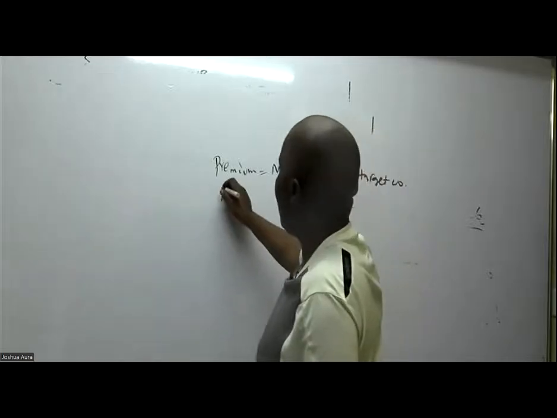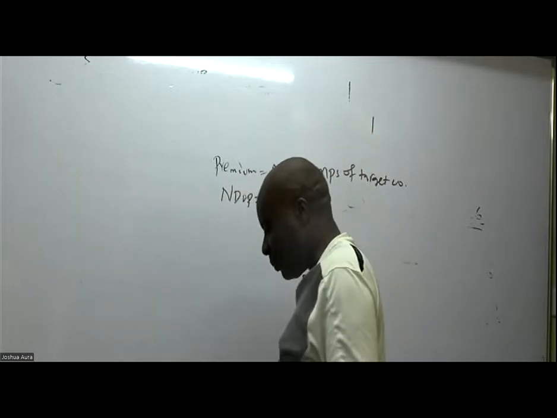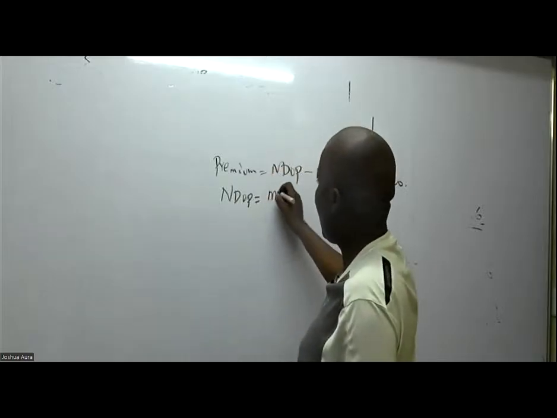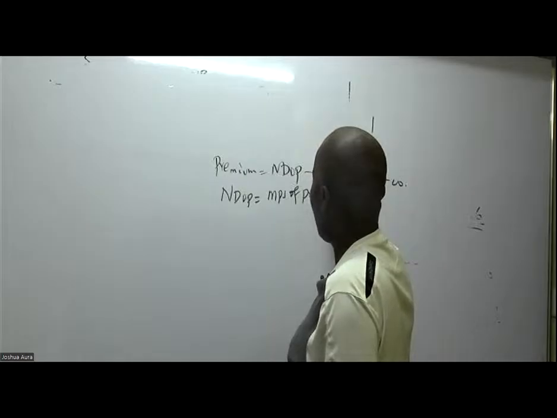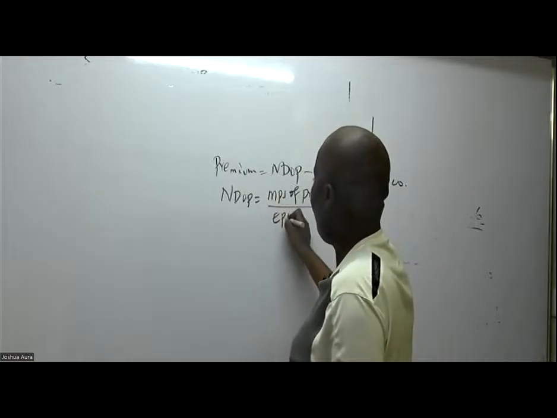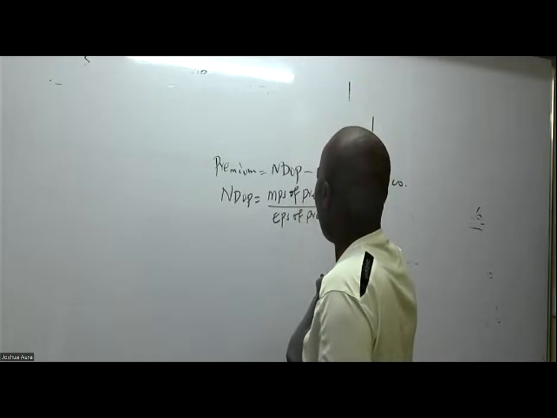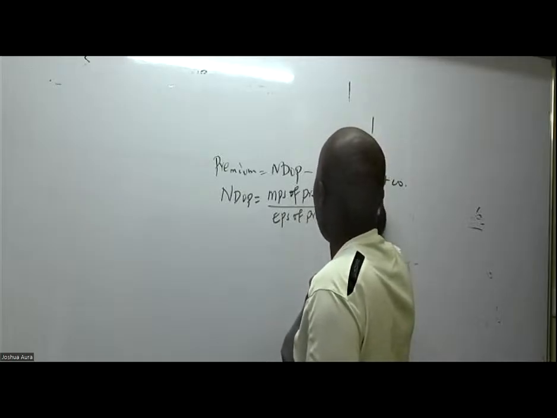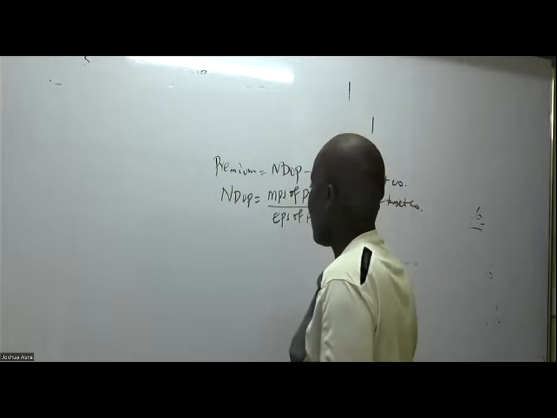So then how do I get this in DOP? It's very easy. To get DOP, we shall take market price per share of the predator, MPS of predator, all over EPS of predator, times EPS of target company.